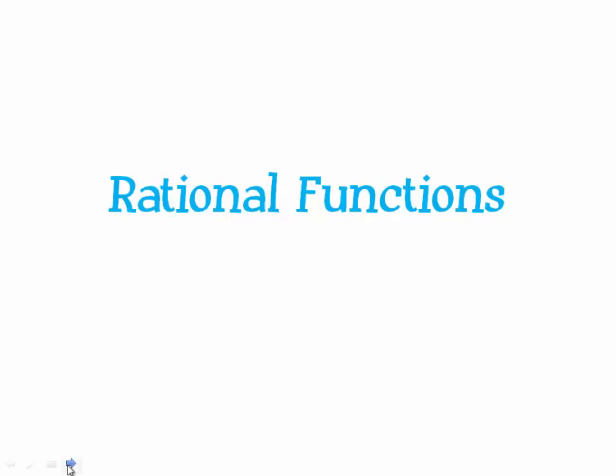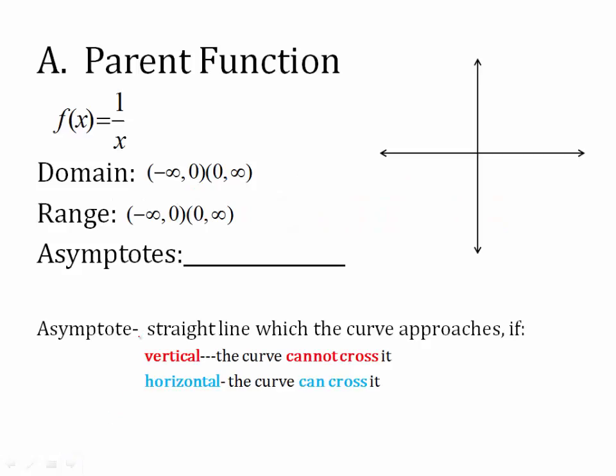This video is about rational functions. Okay, first of all, you remind yourself of what the rational function parent function looks like. And this is the equation, 1 over x. Rational function means it's a ratio, so it's a fraction. X is in the denominator. So if you recall, the rational function looks like this.